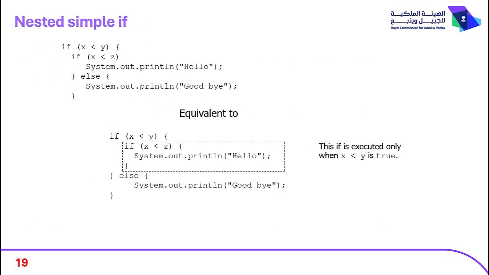Nesting visibility. Good indentation is vital for readability in nested statements. Both code snippets shown here are functionally equivalent, but the version with explicit braces makes it much clearer that the second if is entirely dependent on the first condition being true.